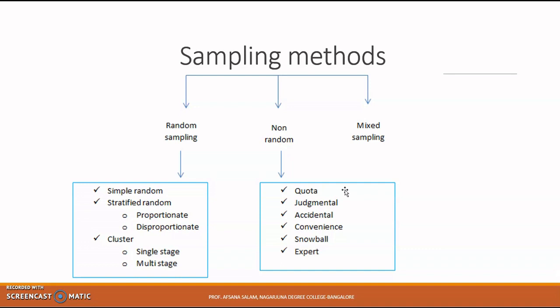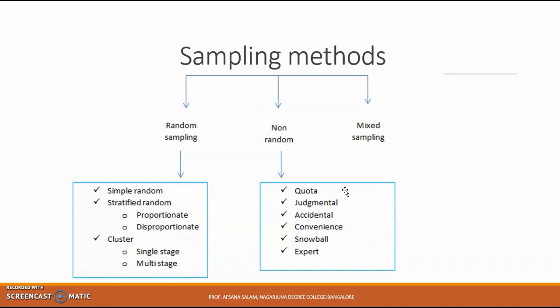Quota sampling depends on one particular zone. You are referring to another person, and you're collecting the data only through reference. That becomes your quota sampling. Judgmental sampling: depending on your assumption, you assume that a particular crowd can also answer the questions which you have. That becomes your judgmental sampling.